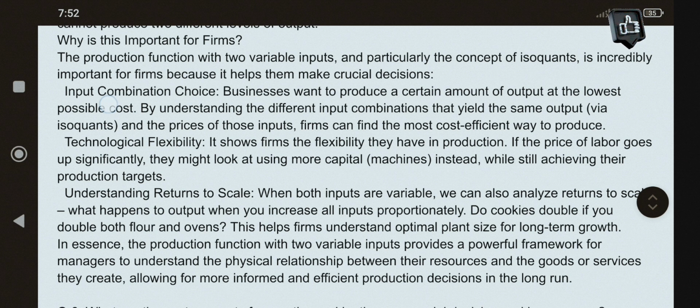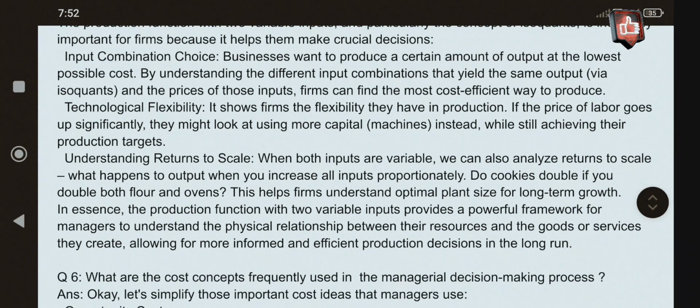The production function with two variable inputs, and particularly the concept of isoquants, is incredibly important for firms because it helps them make crucial decisions. Input combination choice. Businesses want to produce a certain amount of output at the lowest possible cost. By understanding the different input combinations that yield the same output via isoquants and the prices of those inputs, firms can find the most cost-efficient way to produce. Technological flexibility. It shows firms the flexibility they have in production. If the price of labor goes up significantly, they might look at using more capital machines instead, while still achieving their production targets.